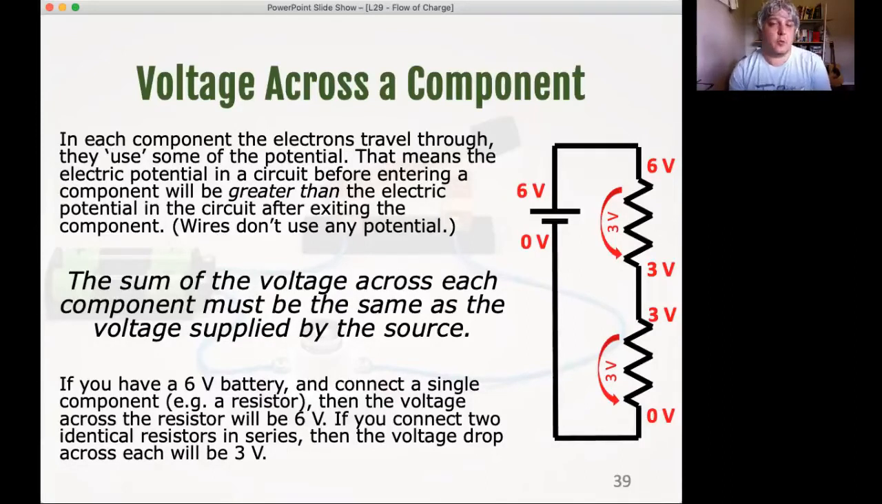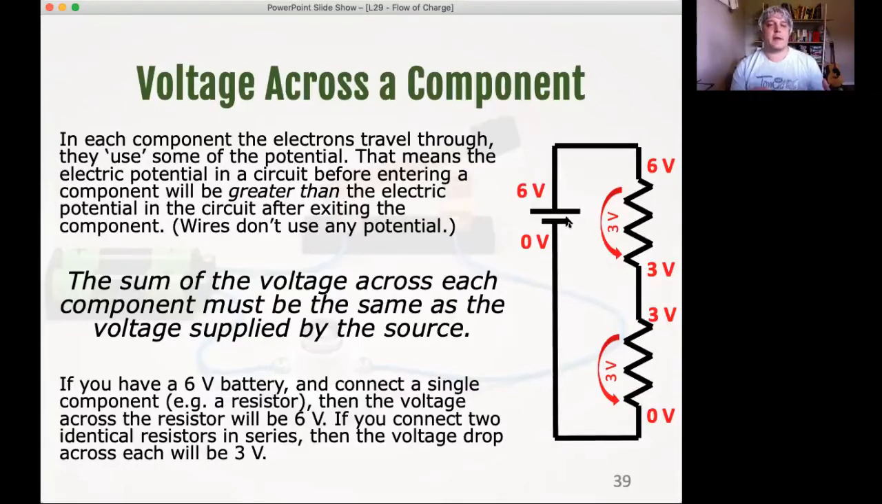The voltage drop must always add up to the voltage provided by the battery, because remember that voltage drop is just a way of saying how much energy is used across that component for the electron to travel through it. And the amount of energy it uses to travel through it must be, in total across the whole circuit, the same as the amount of energy it starts with, given to it by the battery charge, right?